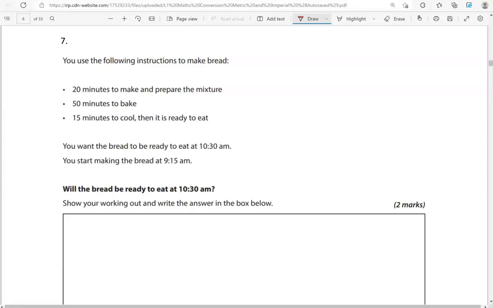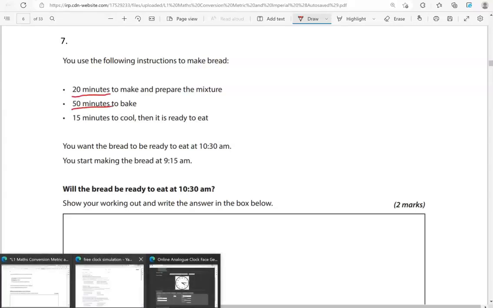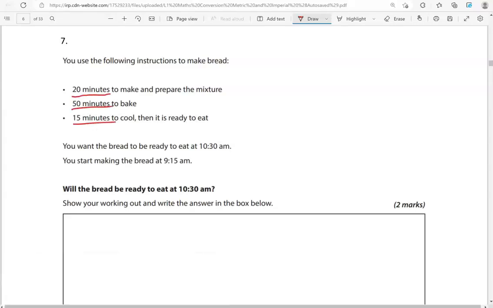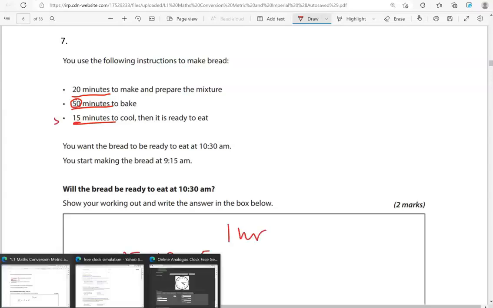So we have a total of 20 and 50 and 15. So again, if I add 10 to 50, it gives me 1 hour. So I'm going to borrow 10 from the 15 to make 1 hour. So 15 take away 10 leaves me with 5. So now I have just 5 here. 5 and the 20, that makes 25 minutes.